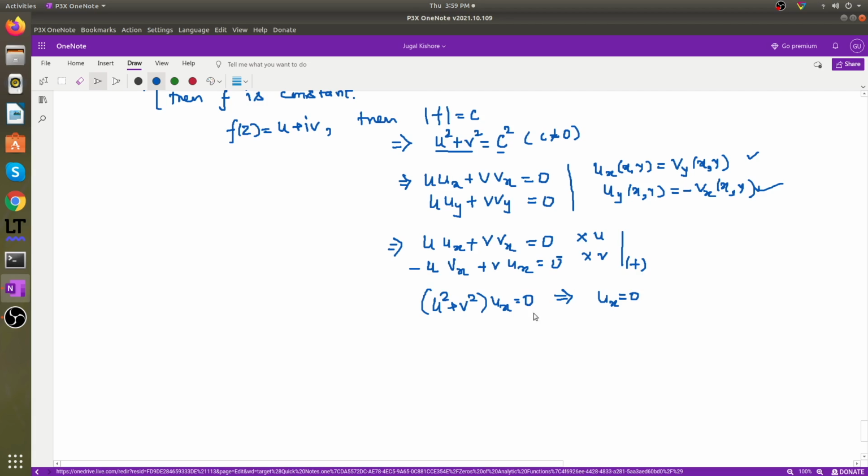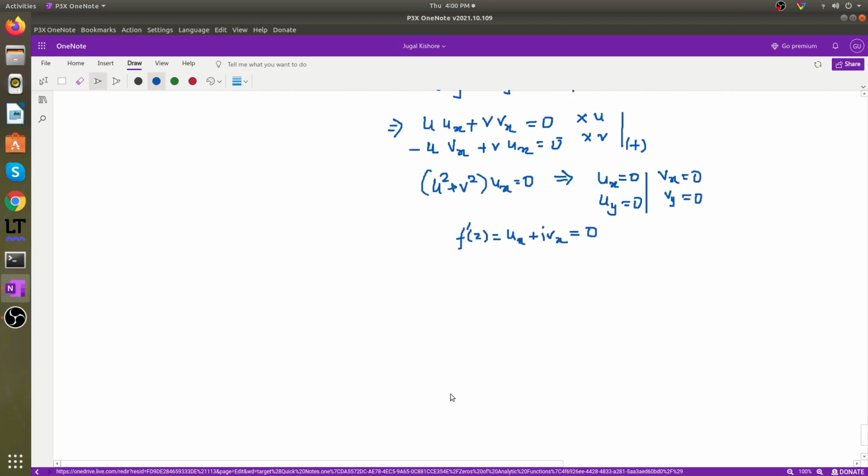Similarly, by using the CR equations, we can obtain that uy is equal to 0. And again, using the CR equations, we can obtain that Vx is equal to 0 and Vy is equal to 0. So finally, the derivative of f, which is just ux plus iota of Vx, by using these equations, is equal to 0.